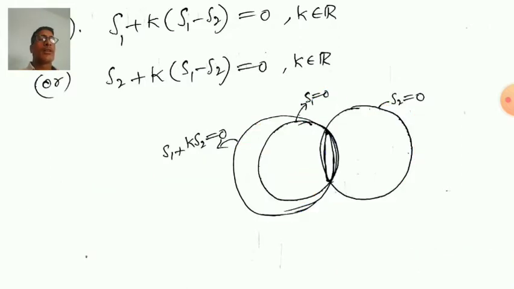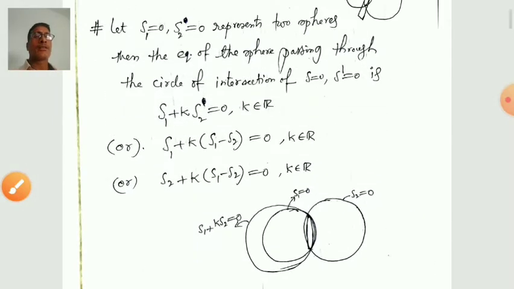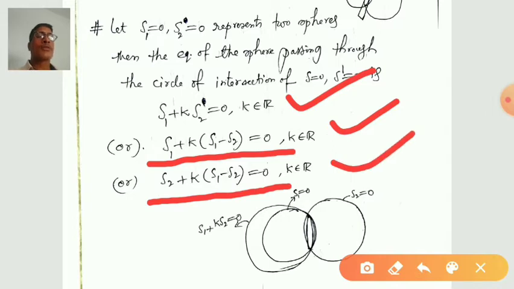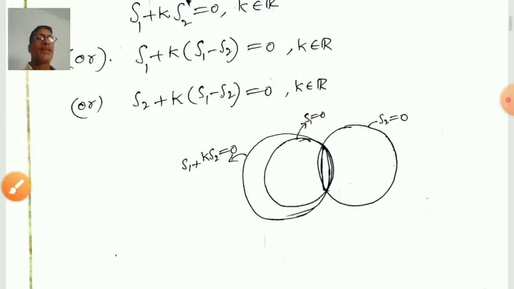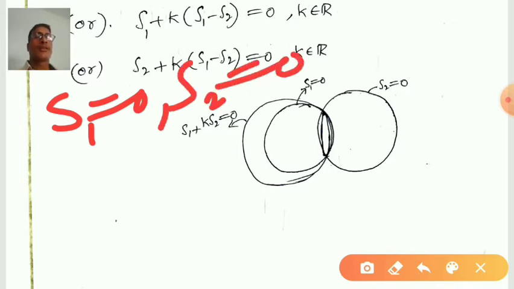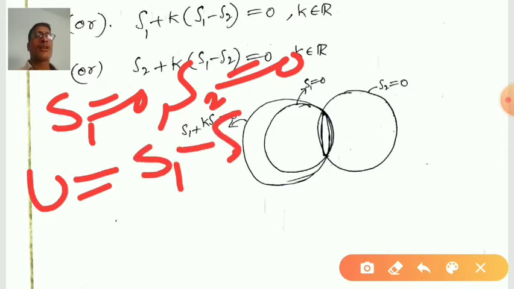Or there is another method: S1 + k(S1 - S2) = 0, or S2 + k(S1 - S2) = 0. Any of these three principles can be used, because whenever you are given two spheres S1 = 0 and S2 = 0, then U, the plane of intersection, a plane passing through their circle of intersection, is U = S1 - S2 = 0.